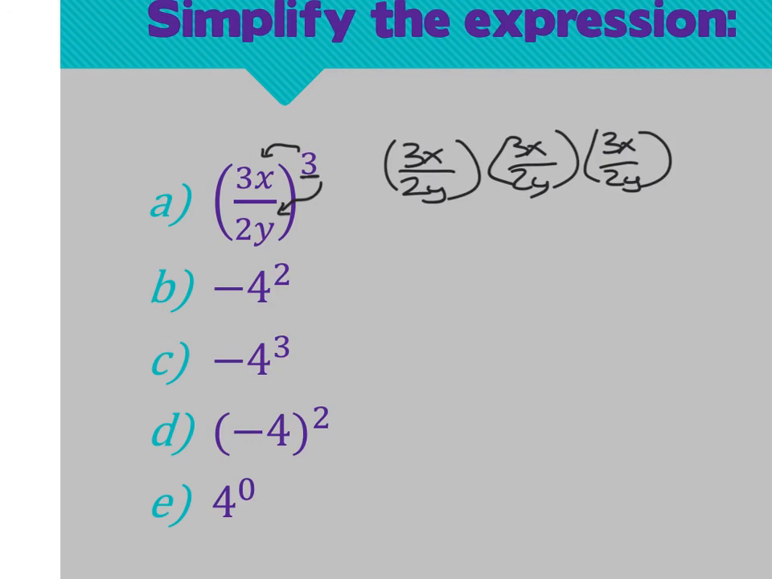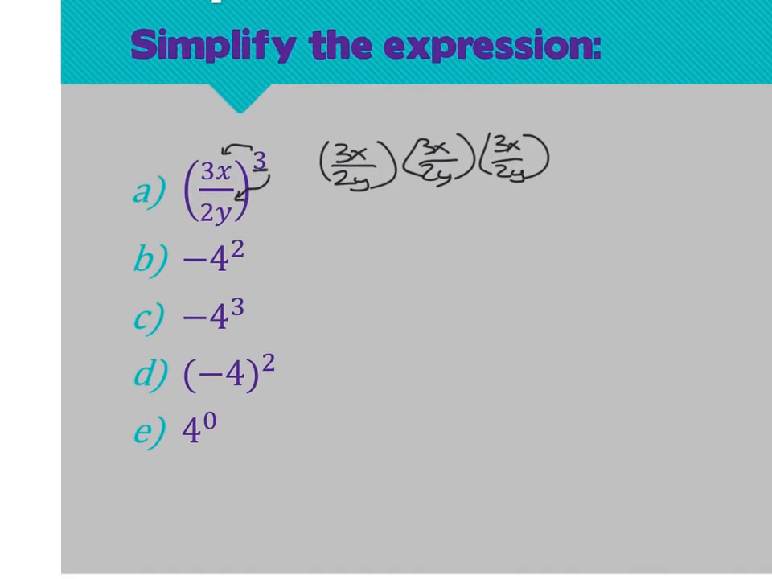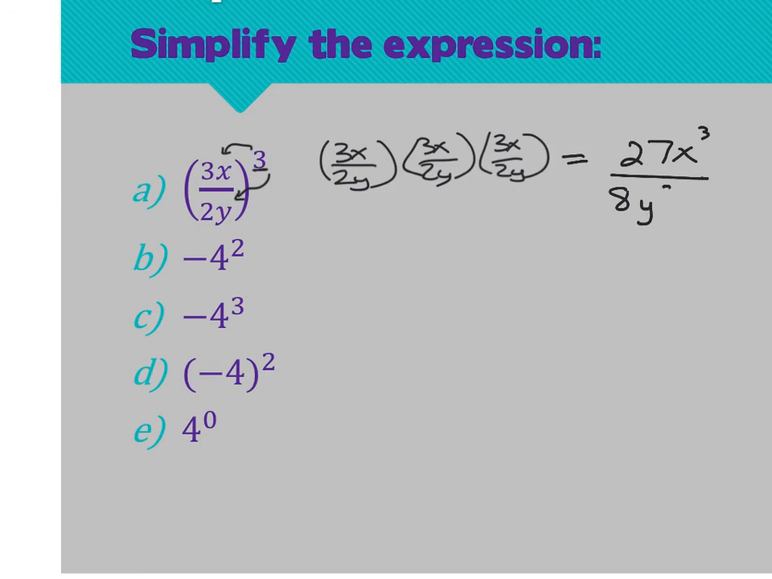So 3 to the 3rd, or 3 times 3 times 3, is 27. And then it becomes x to the 3rd. The denominator, 2 to the 3rd, is 8. And then it's y cubed. I can't simplify anything here, so I will leave it alone.